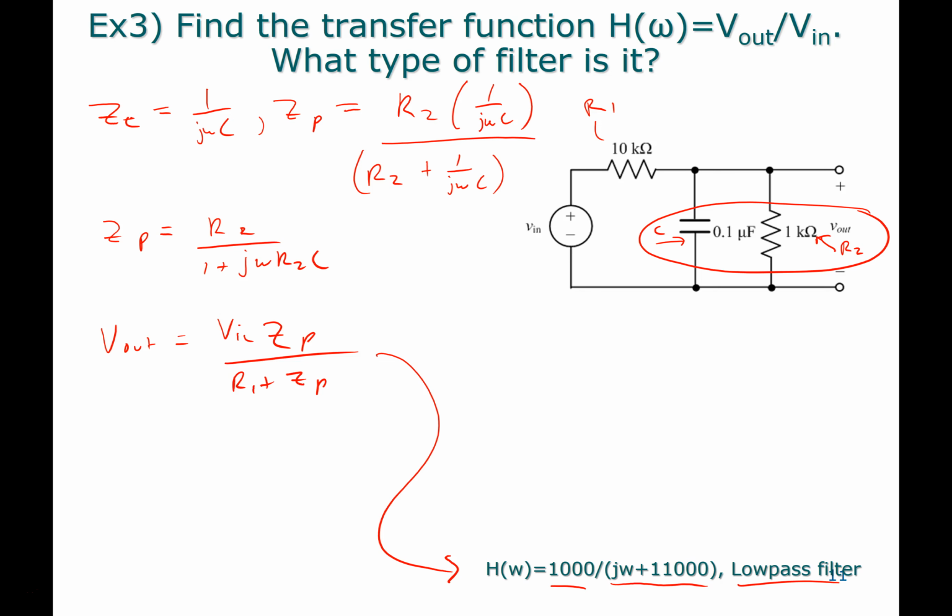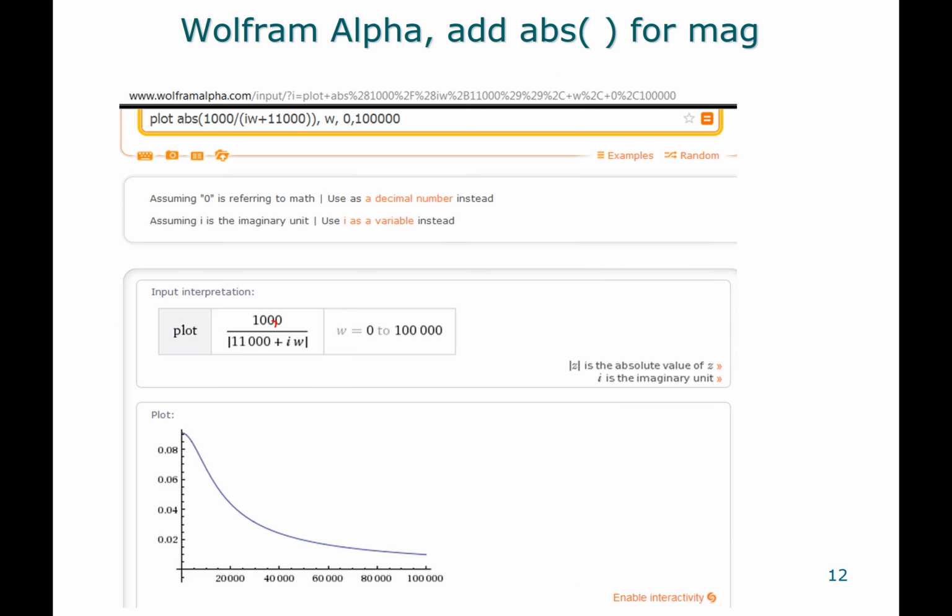If you are interested in making a plot of something like this, you can use Wolfram Alpha, which is a pretty convenient way to do that. This slide shows you all about how to do that. This is what you actually type in. You're going to use the ABS function for the magnitude, so you can plot the absolute value of 100 over (j omega plus 11,000), when omega goes from 0 to, say, 100,000 radians per second, right?